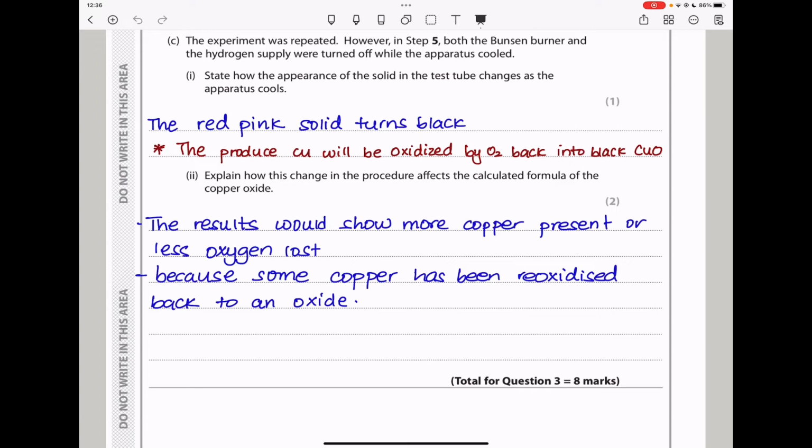I would say the results would show that more copper is present, or you would assume less oxygen is lost, because some copper has been reoxidized back to an oxide. Meaning the oxygen that comes in, as the flow of hydrogen is prevented, is going to lead to an increase in the mass of the contents within the test tube, and therefore the presumed mass of copper is going to be higher than it actually is.